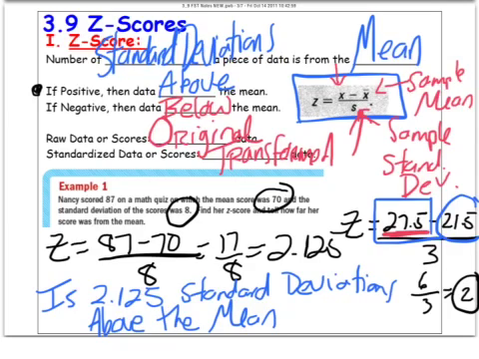So the standard deviation of the class is 8 points. She's 2.125 standard deviations above the mean, which means she's over 16 points above the mean. Well, yeah, she was 17 points above the mean. And that's how you interpret that.